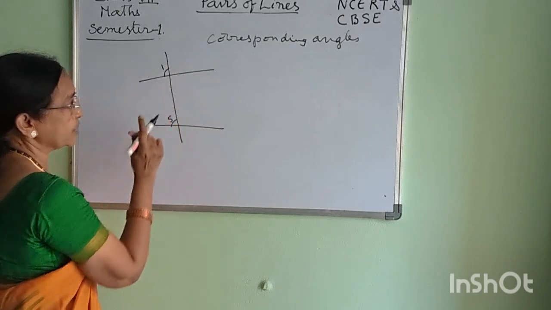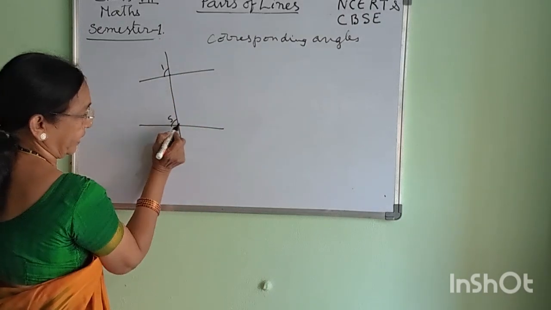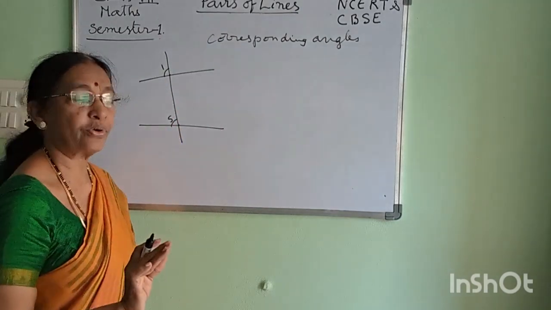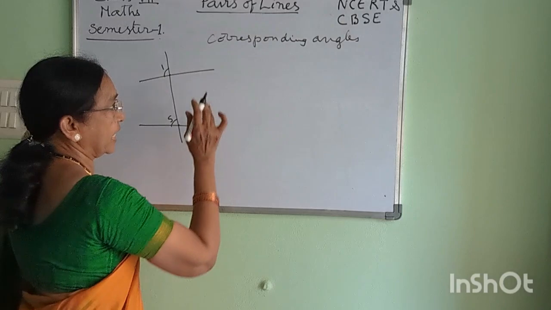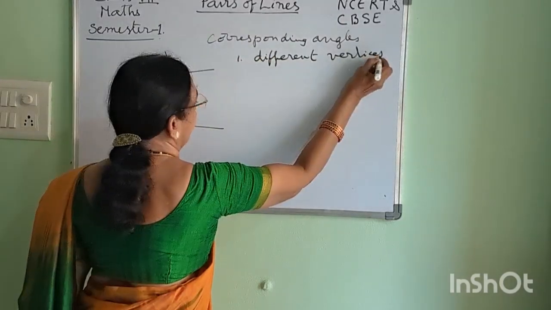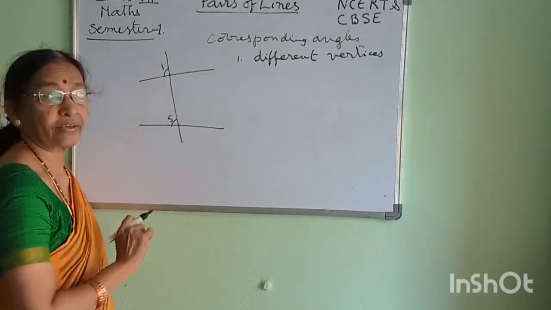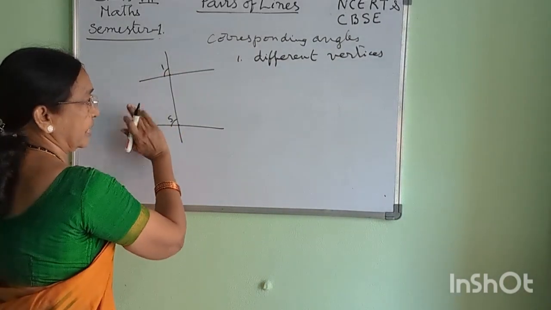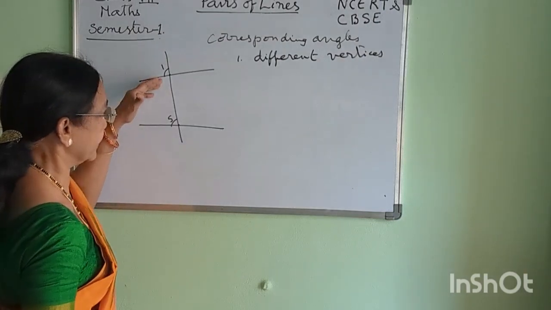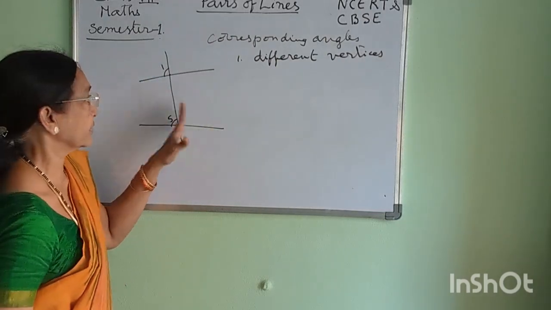For these two corresponding angles have different vertices. This is the vertex, this is another vertex. So these two angles have different vertices. Corresponding angles have different vertices, and they lie on the same side of the transversal, and the same side to the two lines, above or below or left or right.